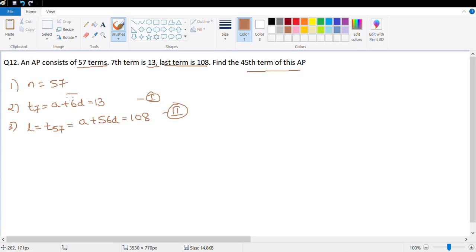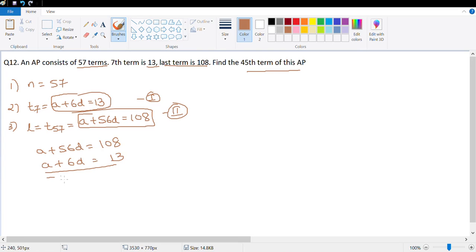We will find the value of A. We will calculate the value of D and then figure out the 45th term. Let's subtract these two equations. A plus 56D is equal to 108. A plus 6D is equal to 13. When I subtract, what I get is 56 minus 6, 50D is equal to 108 minus 13. That's 95. Yes, that's correct. So I will get D is equal to 95 divided by 50. 5 into 10, 5 into 19. So D is equal to 1.9.